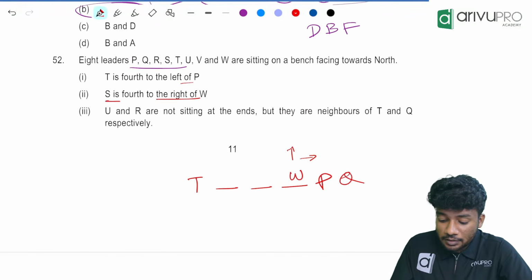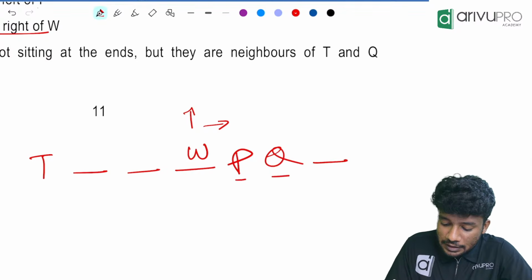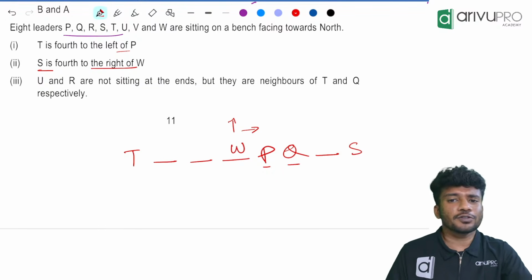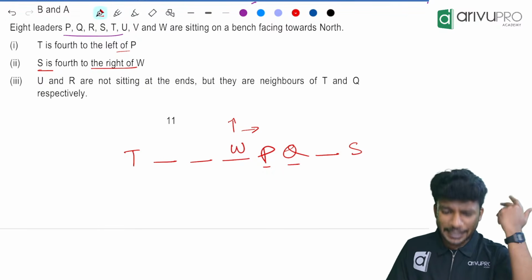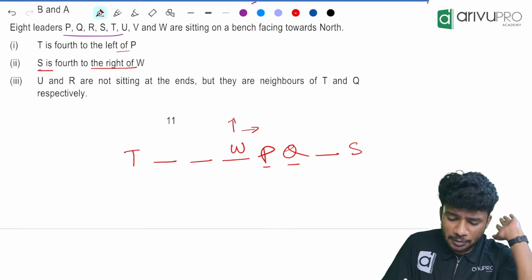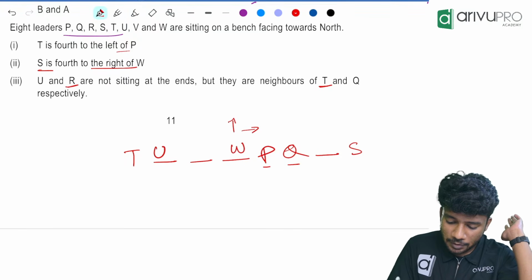S is 4 to the right of W. 4 to the right means first right, second right, third right, then S is there. Okay, we got the value: yes, S is 4 to the right of W. That means 3 people should be there in between them. Then U and R are not sitting at the end, but they are neighbors of T. So U is a neighbor of T and R is a neighbor of Q.